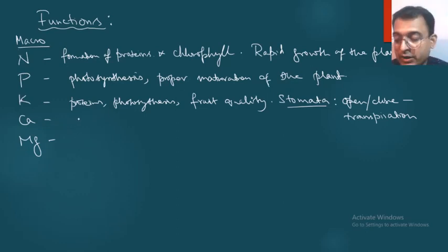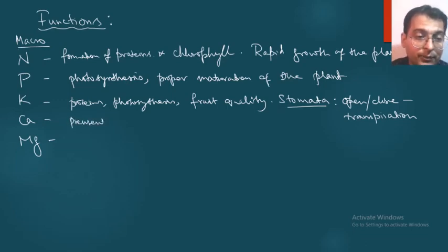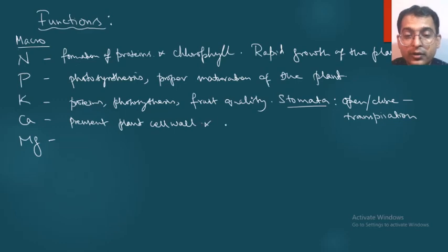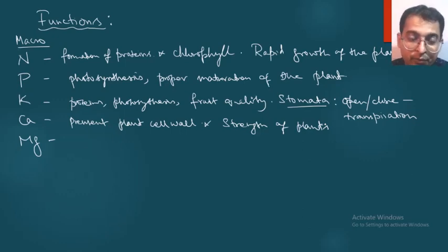Next, calcium. It is present in the plant cell wall, and it is also required for improving the strength of plants, just like calcium is required for the bones in humans and other animals. The same way, calcium is also important for the plants.